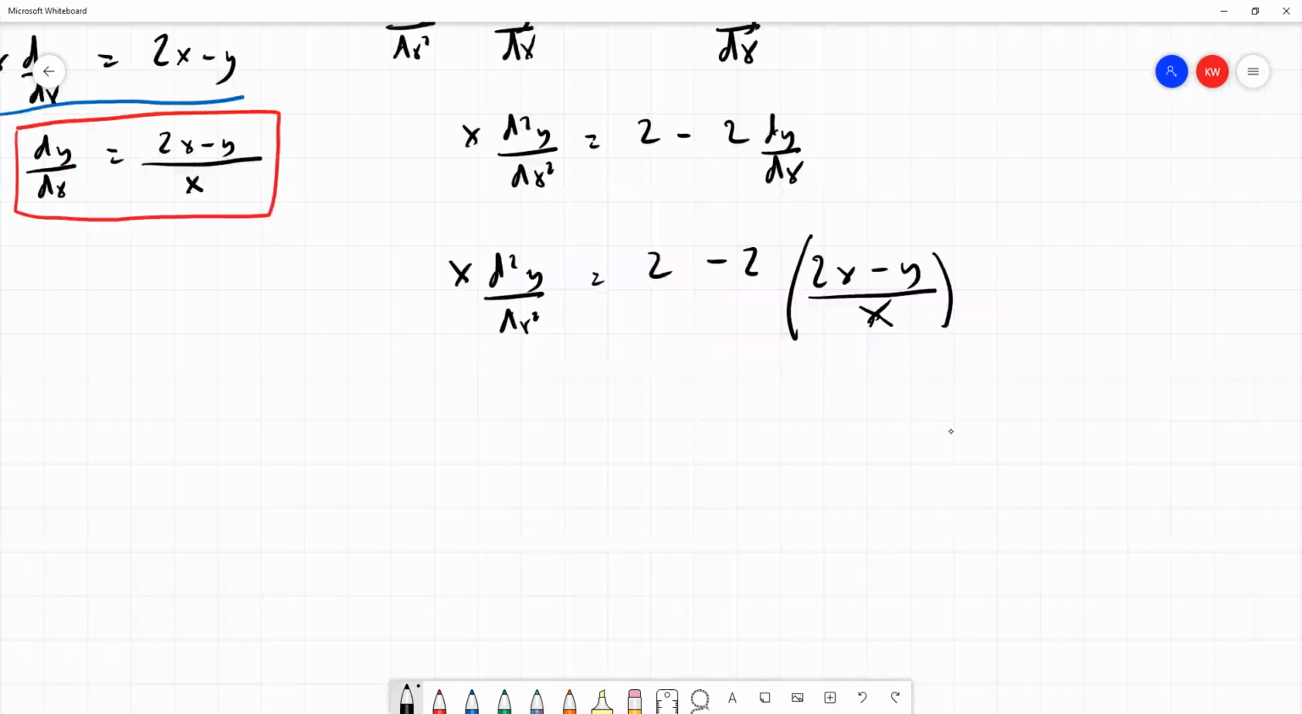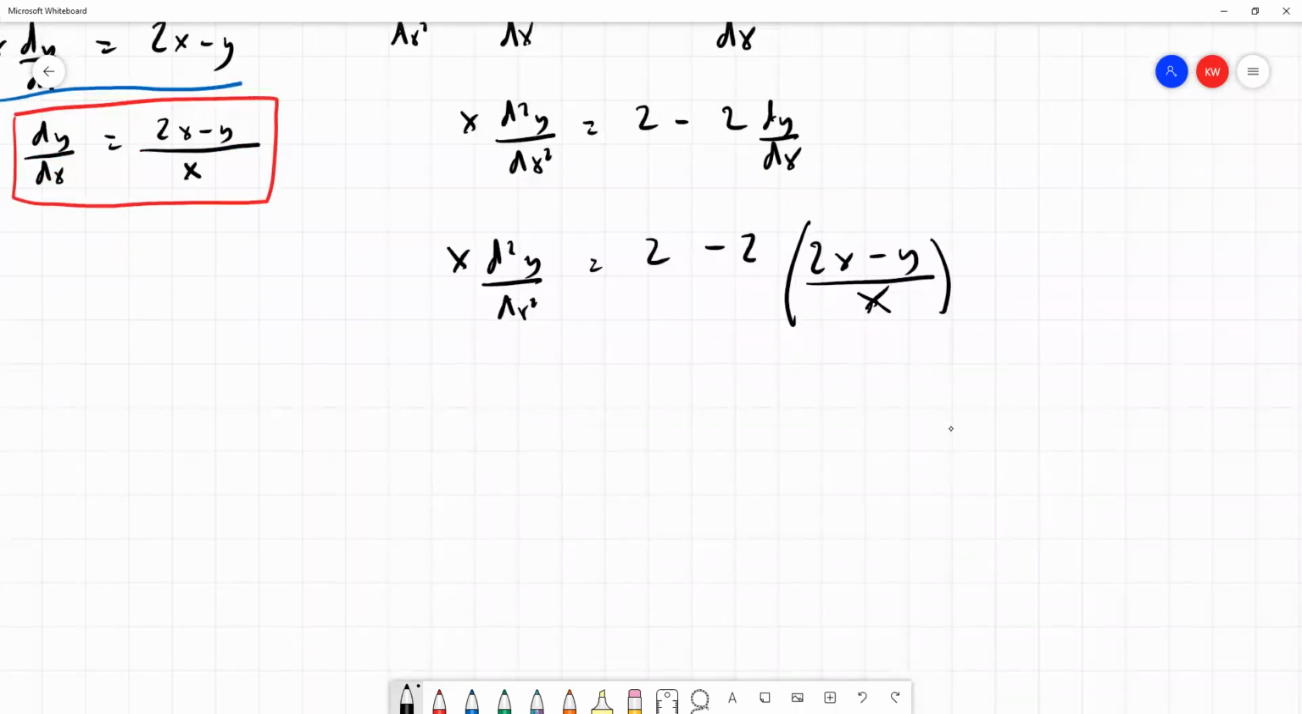And we can multiply that 2 out. We get x d squared y by dx squared is equal to 2 minus, careful with our signs on top here, but we can actually change this round, make it plus. We're going to have 2y minus 4x. So that's going to be minus 4x plus 2y. The minuses combine to make a plus. We just swap them round. And that's going to be all over x.